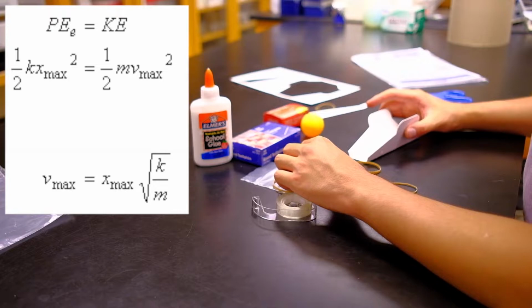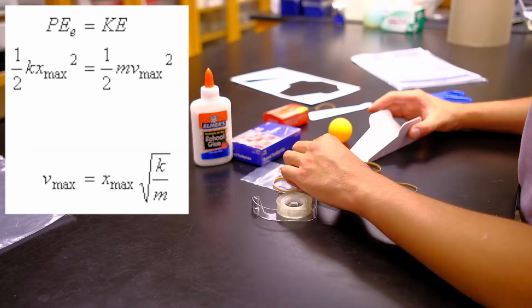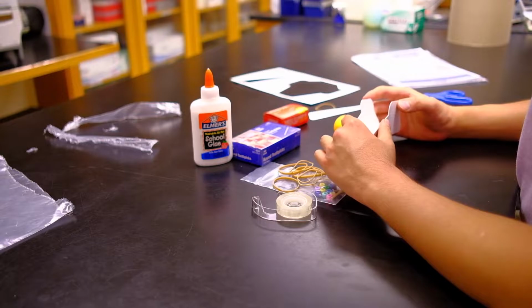At the bottom you can see that we get the most speed when we pull back the farthest, when our rubber band is stiff, and when our object is not too heavy. Good thing the birds are not very heavy. Okay, so now let's start.